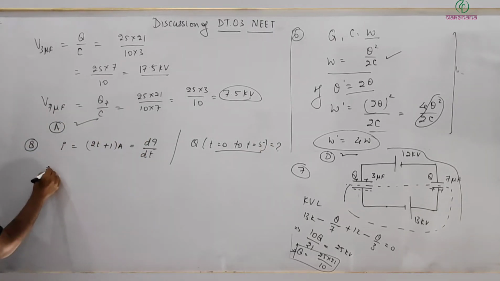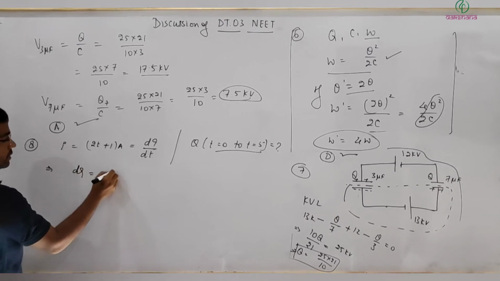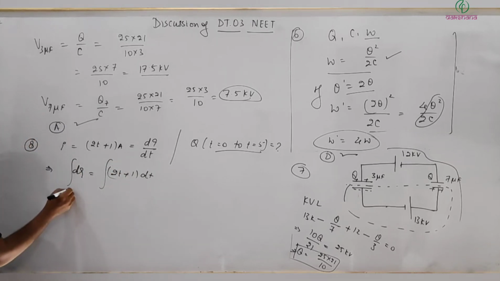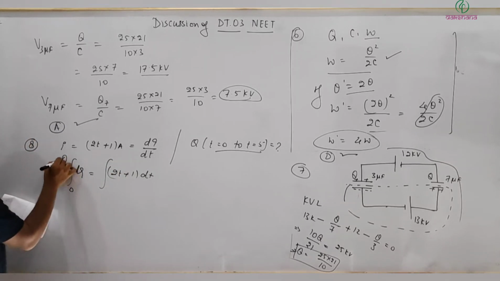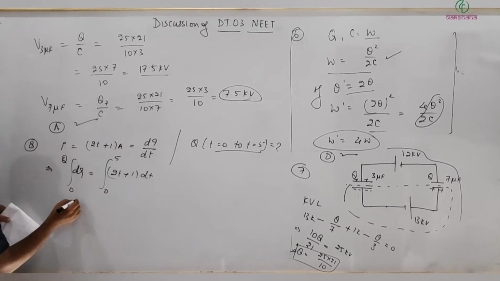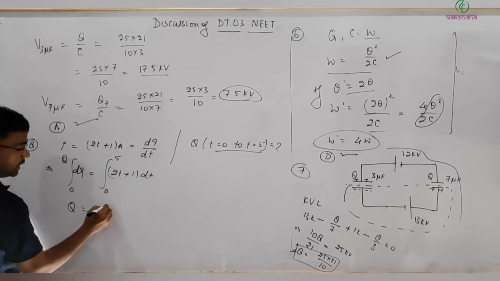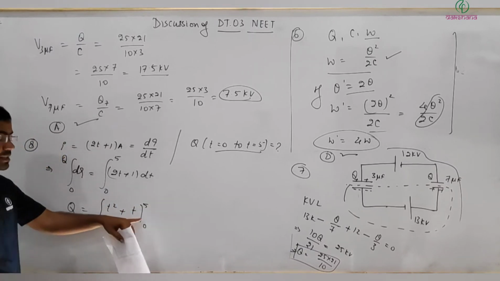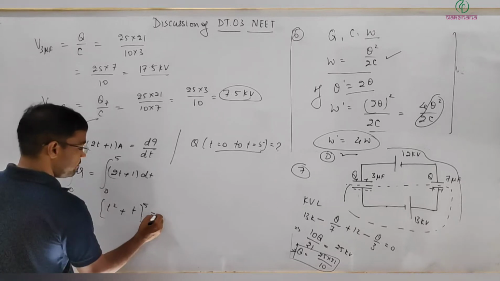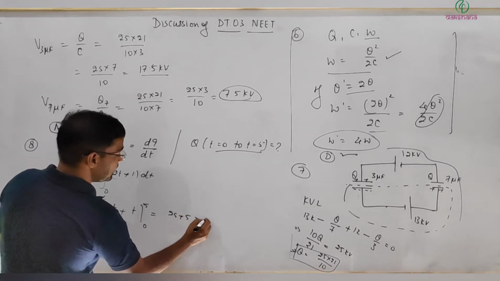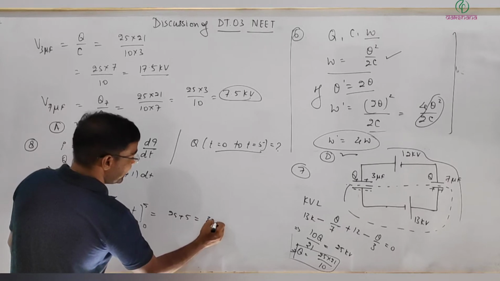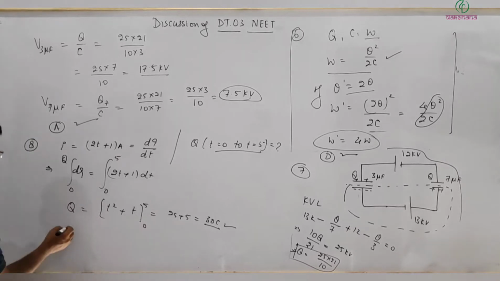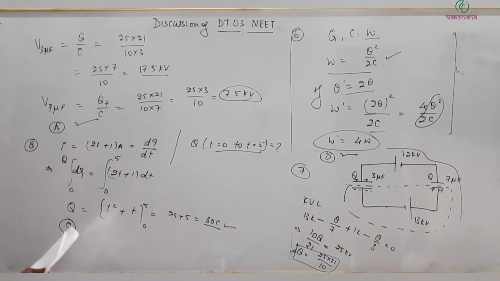Clear? This implies dq is equal to (2t plus 1) dt, integrated from 0 to 5 seconds. Integrating it, q we are getting is t square plus t, and substituting the values 0 to 5. If I substitute 0, everything will be 0, and substituting 5, it's 25 plus 5, and that comes out to be 30 coulomb. So the answer here is 30 coulomb, that is matching with option C. So this is problem number 8.